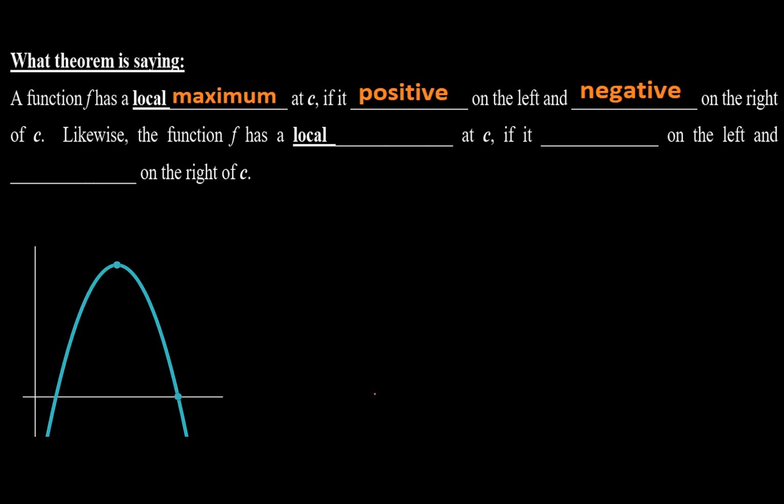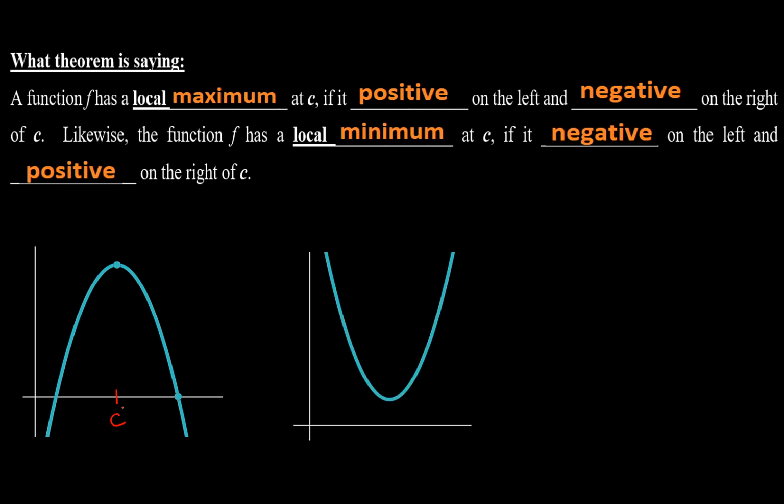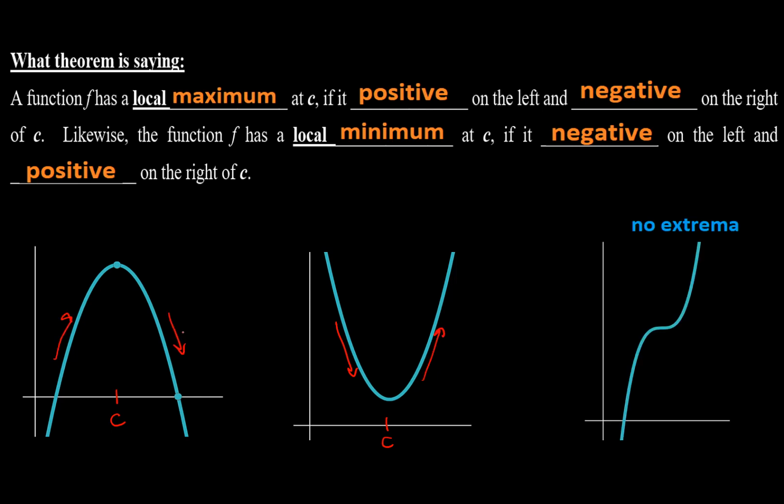So in other words, you've got a maximum if it goes from positive to negative, from left to right of c. Here's your c value. Okay, likewise, the function has a local minimum at c if it goes from negative to positive. And again, from downhill to uphill. We're just looking at the slopes of the tangents. Okay, but if you have this graph here at c, notice that before the horizontal tangent, the slope of the tangent is positive, and afterwards the slope is positive. This is no extrema because there's no sign change.